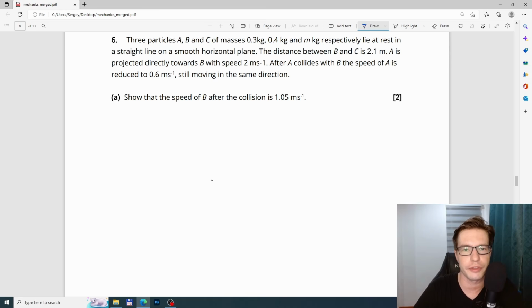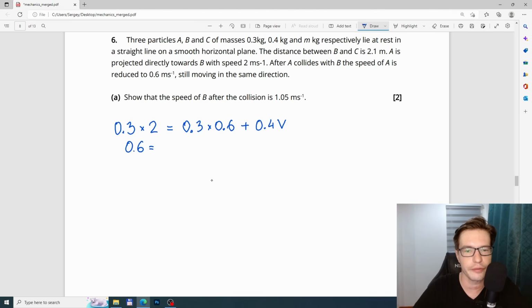Okay, question 6 is about momentum conservation. We've got the particle with a mass of 0.3. Before the collision, it was moving with velocity 2 meters per second, so times 2 to find the momentum. And then after collision, its velocity reduced to 0.6. And then also plus the mass of the second particle times its velocity. Now from here we can find v.